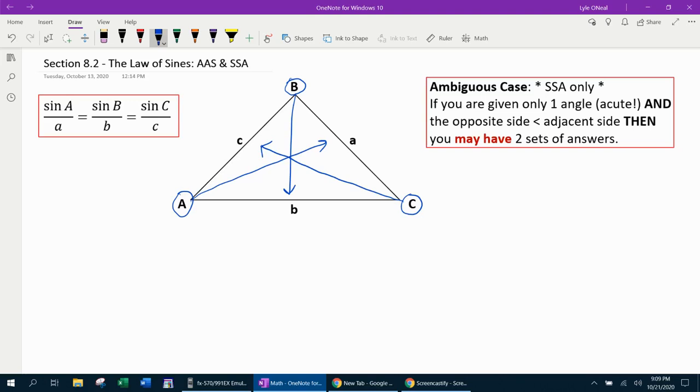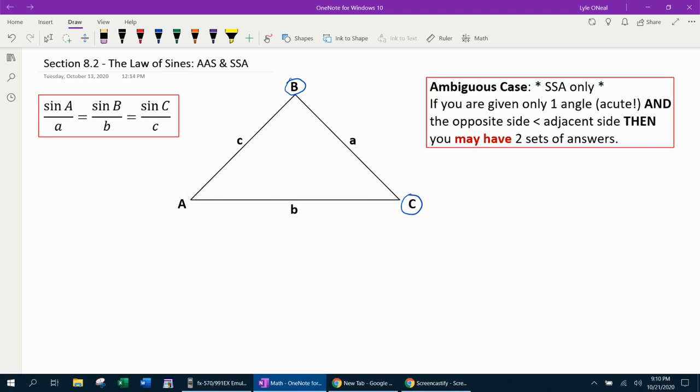Notice there's two equal signs. You never use two equal signs at a time. So what this says is you can take any two of these fractions and set them equal and solve for one of the unknowns. So do you see how the law of sines sets up? Notice that each fraction is made up of an angle and the side across from it.